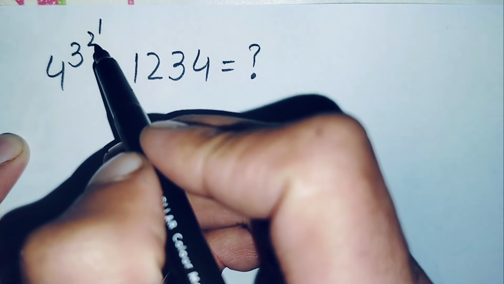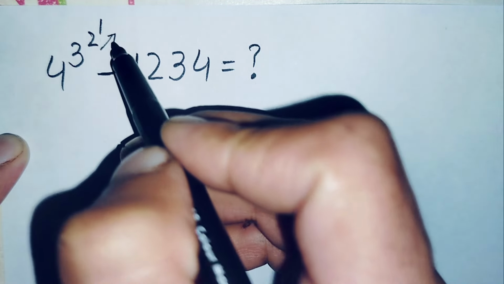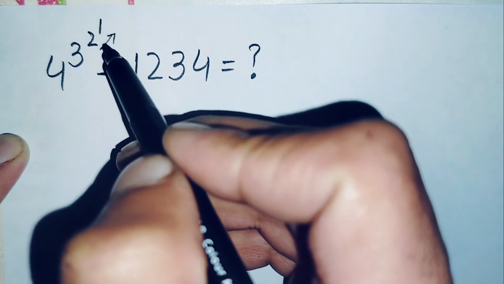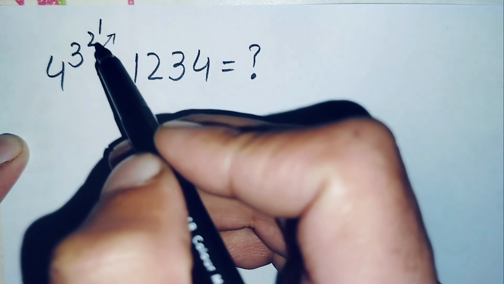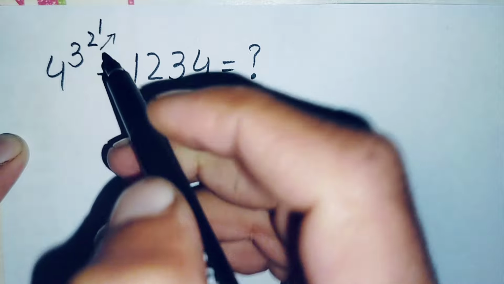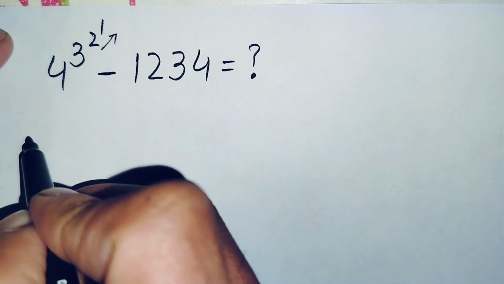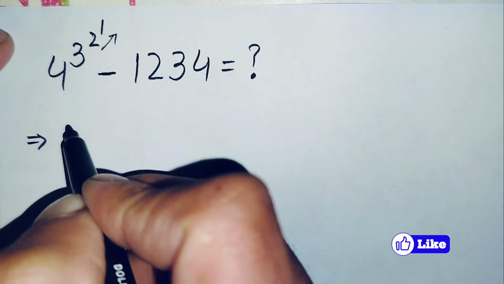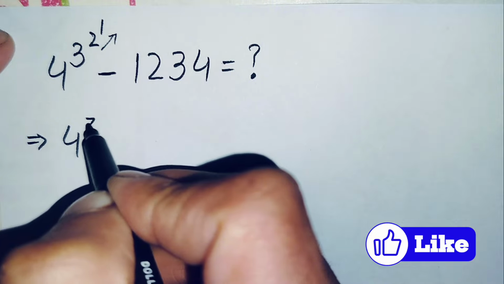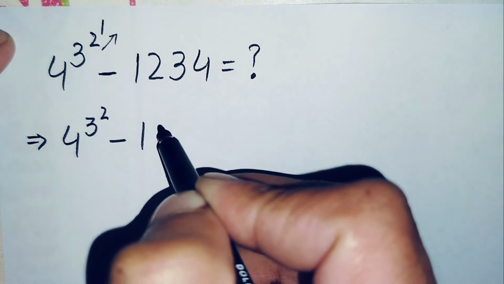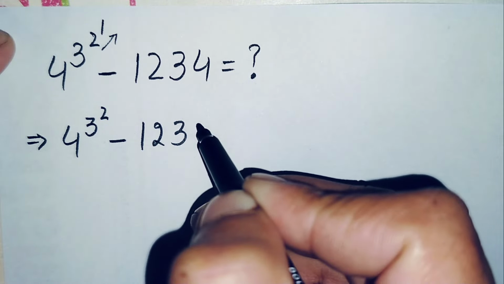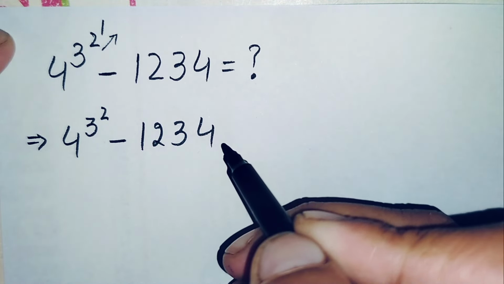So first of all we will find out the value of this power 2 raised to power 1. Now what is the value of 2 raised to power 1? 2 raised to power 1 is simply 2. So here we will replace this power with 2. So this equation will become 4 raised to power 3 raised to power 2, minus 1234.